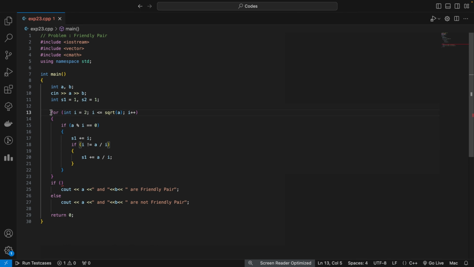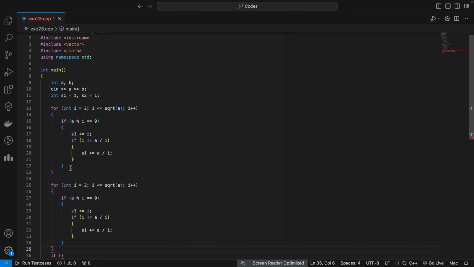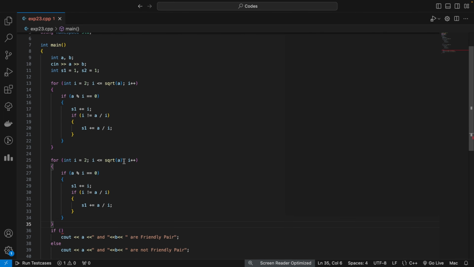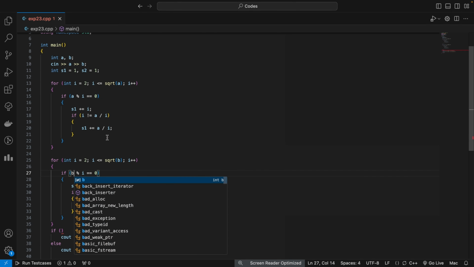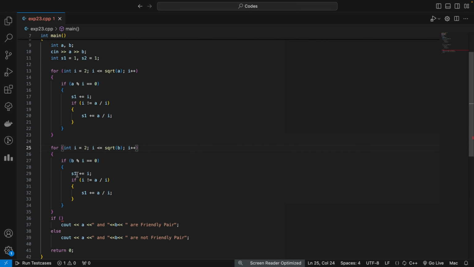Now I'm just going to copy it and paste it here, and we will do it for the b number. So here I will have b, and similarly I will check for b. If b percent i is equal to 0, then I will add that factor to s2. So here I will write b, b and b. Okay, so yeah, it will work.